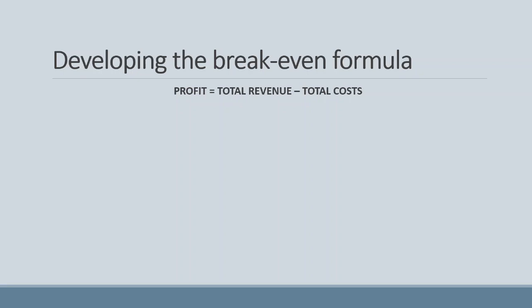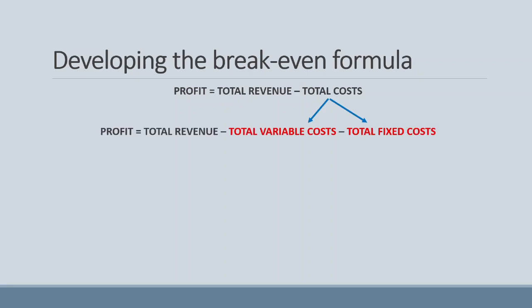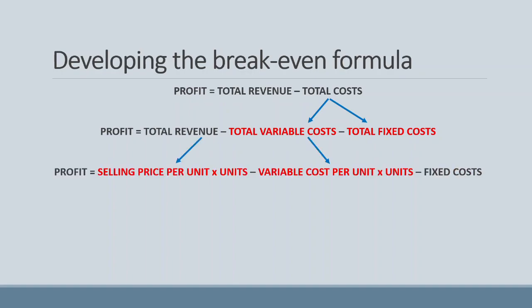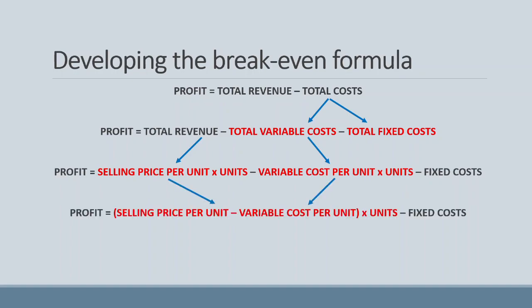We can then break up our total costs into their variable and fixed portions. We can also break down our total revenue into the selling price per unit multiplied by the number of units sold. We can do the same for our total variable costs. We then group our selling price per unit and variable cost per unit together, and we know that this gives us our contribution per unit. So we end with our variable costing profit equation of net profit equals contribution per unit multiplied by the number of units sold less our fixed costs.